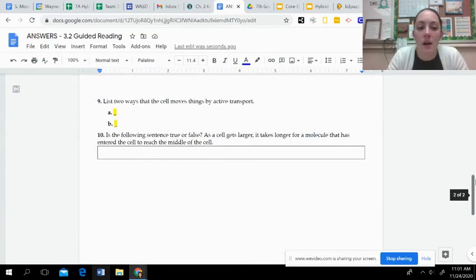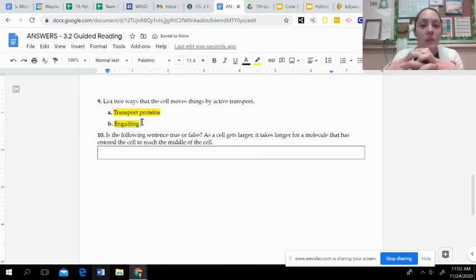If we go down to 9, list 2 ways that the cell moves things by active transport. We have transport proteins. So they have the specific task of taking that material, moving it to another location, and then going back to the cell membrane and doing it all over again. Or they also help larger materials pass in and out of the cell membrane. And then the other way is called engulfing. So this is where that cell is going to kind of wrap itself around the material and absorb it.